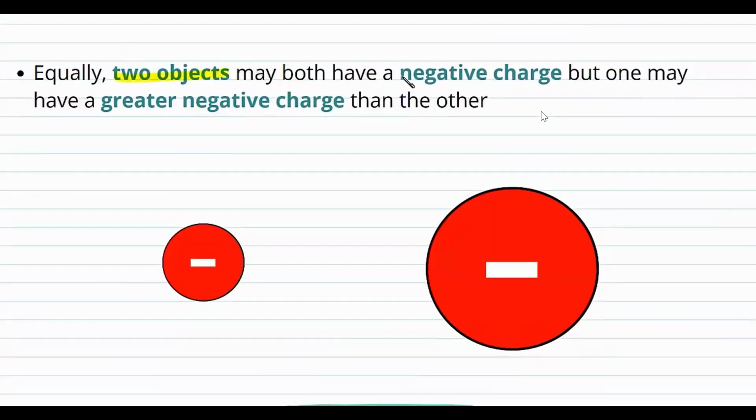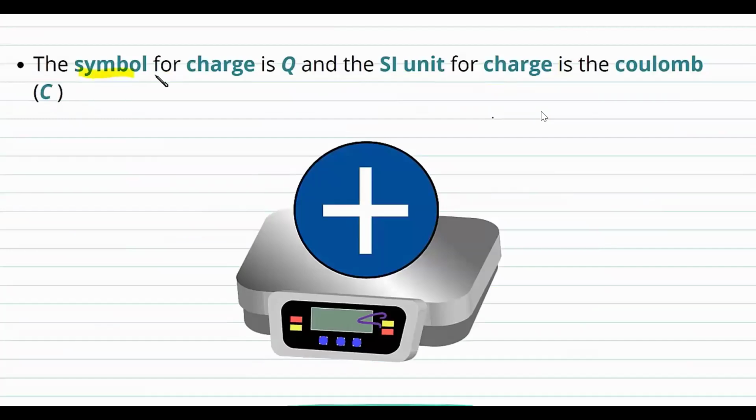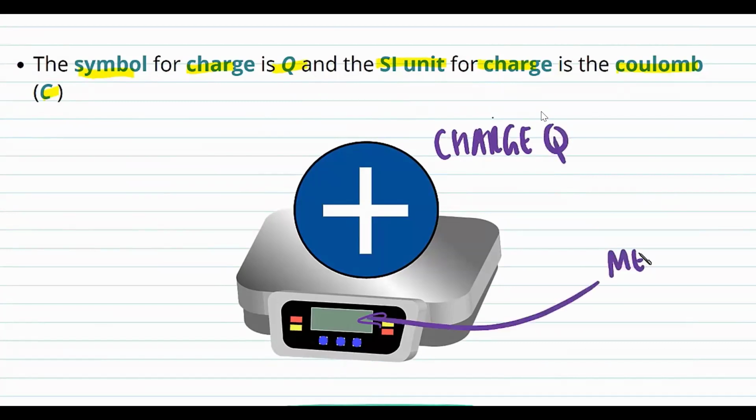Equally, two objects may both have a negative charge, but one may have a greater negative charge than the other one. So this one on the right may have a greater amount of negative charge than the object on the left. And again, we can quantify this difference by measuring it. The symbol that we use for charge is Q, and the standard unit for charge is the Coulomb, C. So this object possesses some charge Q, and we measure it in units of C.